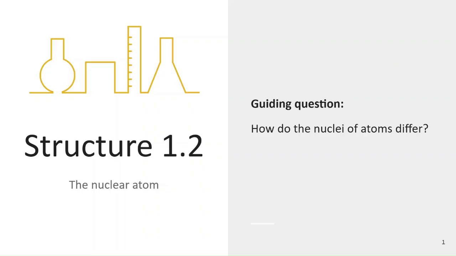Today we are going to move on to the next part of our curriculum, which is Structure 1.2, and we're going to be talking about the nuclear atom. So we'll talk about the nucleus, what's in atoms, the subatomic particles, what it means when we have different ratios of different things. Lots of different stuff.